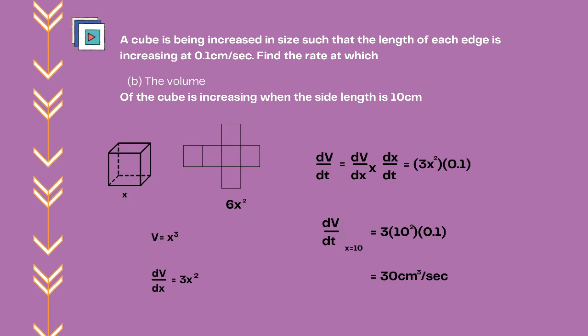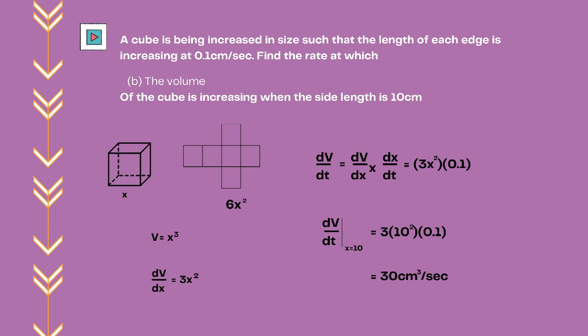Okay, for the next question, which is question B. A cube is being increased in size such that the length of each edge is increasing at 0.1 cm per second. Then find the rate at which the volume of the cube is increasing when the side length is 10 centimeters. We can consider the whole cube as x. The V is x cubed, while dV over dx is 3x squared after differentiating.